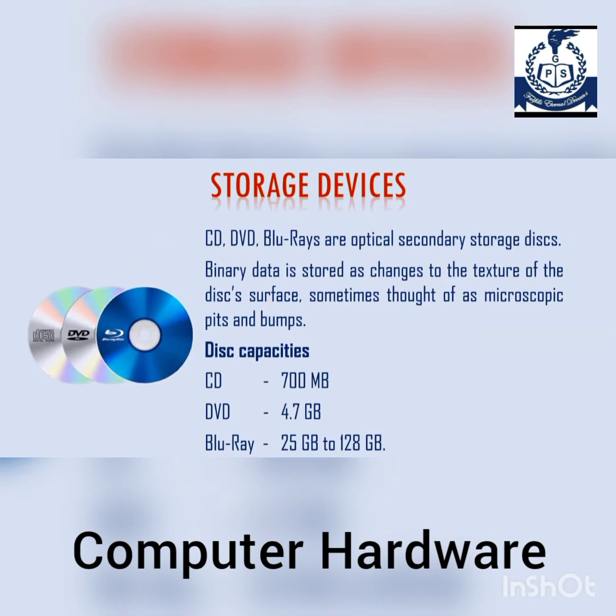CD, DVD, Blu-rays are optical secondary storage disks. Binary data is stored as changes to the texture of the disk's surface, sometimes thought of as microscopic pits and bumps. Disk capacity is CD 700 MB, DVD 4.7 GB, Blu-ray 25 GB to 128 GB.